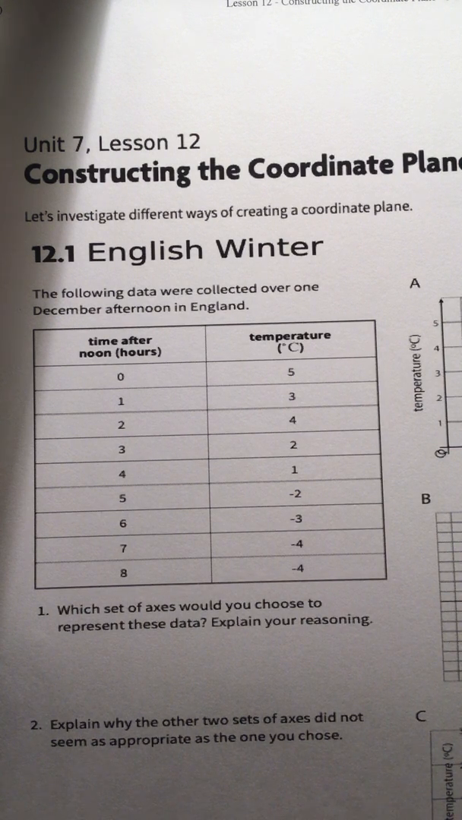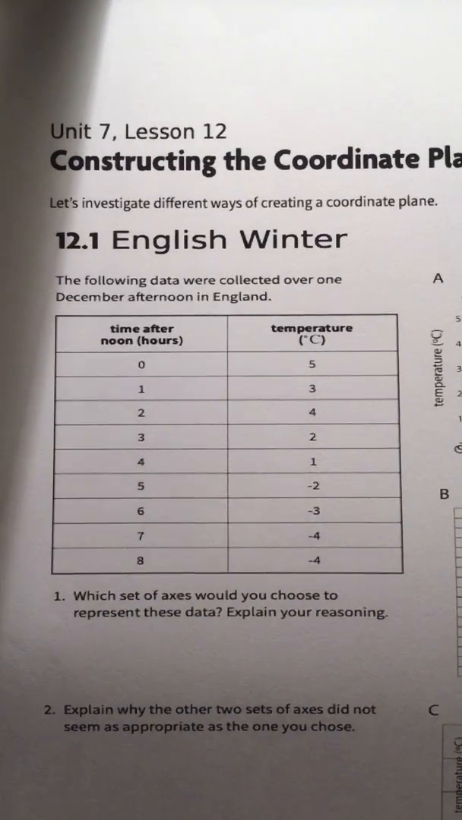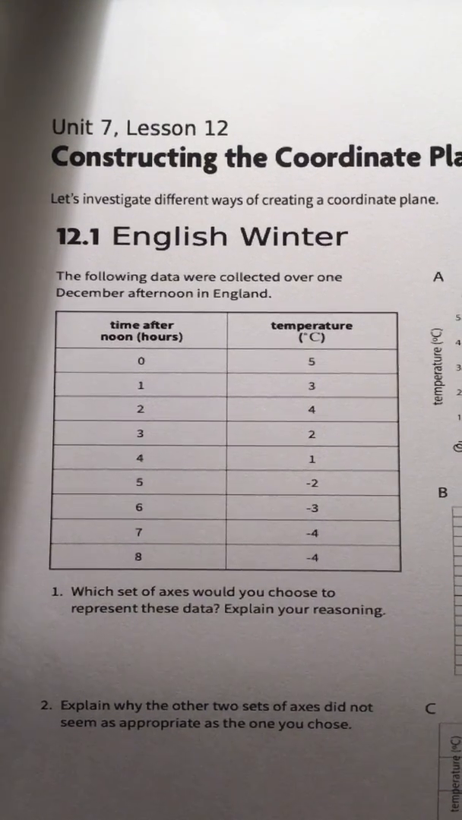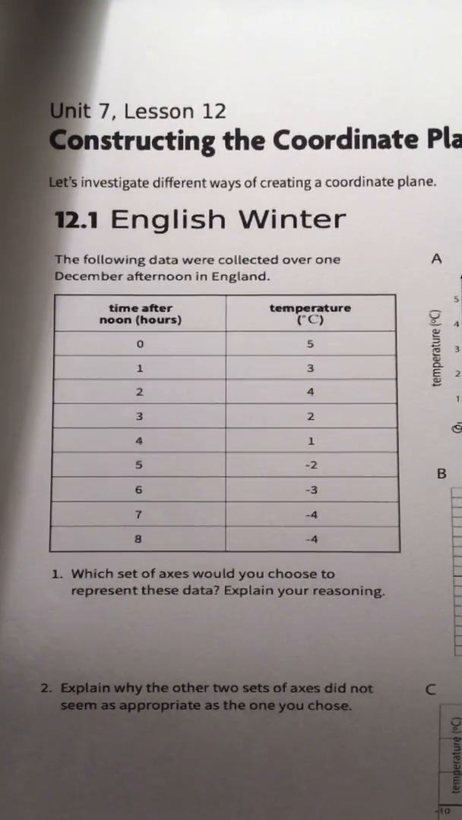You know, if your numbers are in the thousands, you don't want to start with your first number after 0 in all directions being 1, because you'd be drawing a whole lot of numbers and your coordinate plane would be very big. All right, so we're going to start out with a warm-up, and it says, let's investigate different ways of creating a coordinate plane.